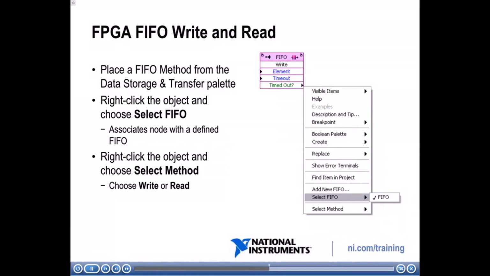Then you can right-click the object, select Method, and choose Write or Read, depending on whether you want to write or read. Another way you can do it is you can left-click on top of where it says Write on the actual node and change it to Read, or change it from Read to Write.